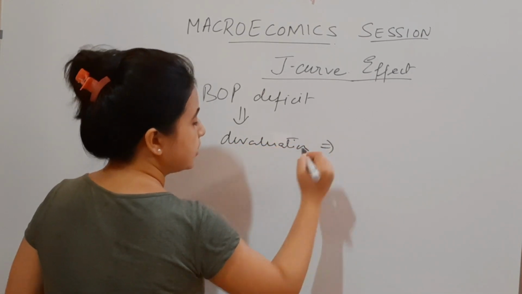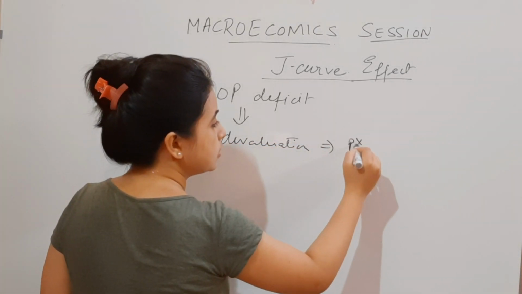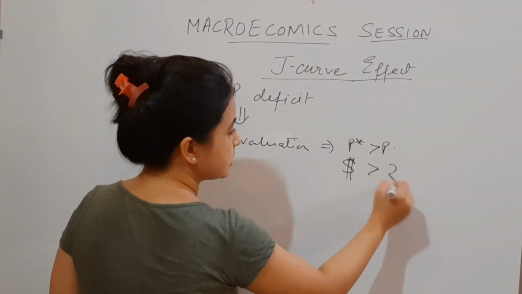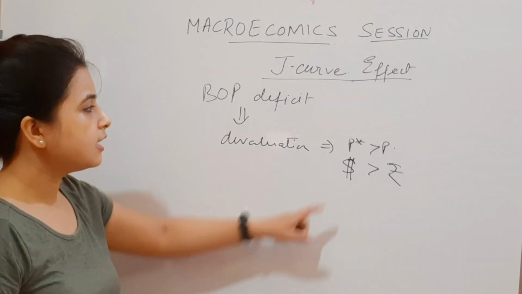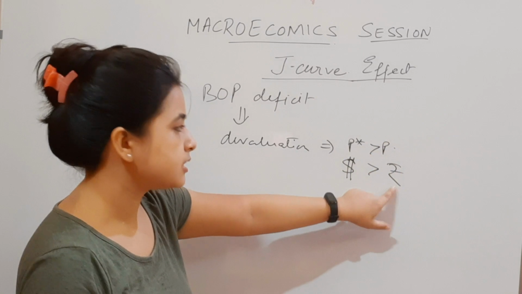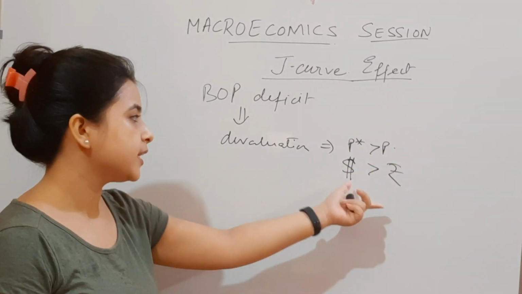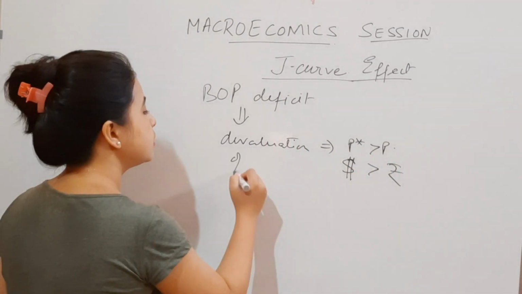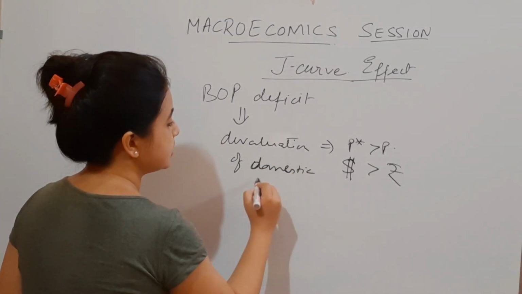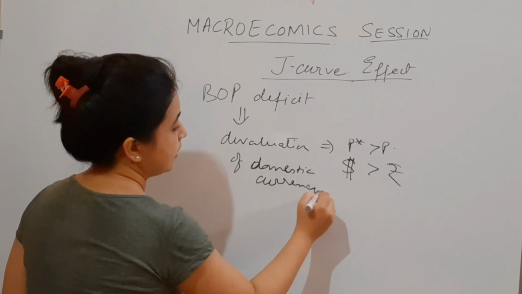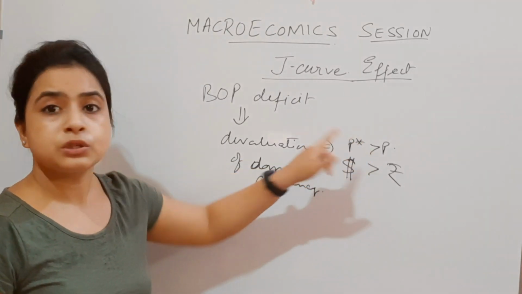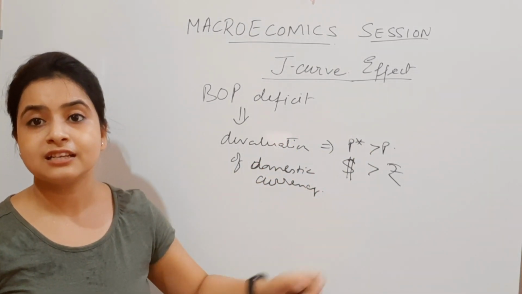devaluation. Devaluation means what? That P is greater than P*. That means dollar is greater than rupee. Let's say if I say that my foreign country is United States and my domestic country is India, then these are the things that are happening. Of what? Devaluation of the domestic currency.